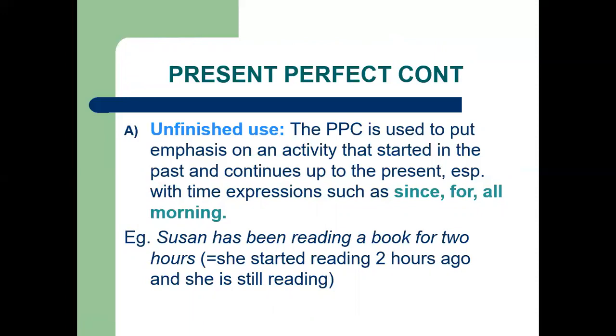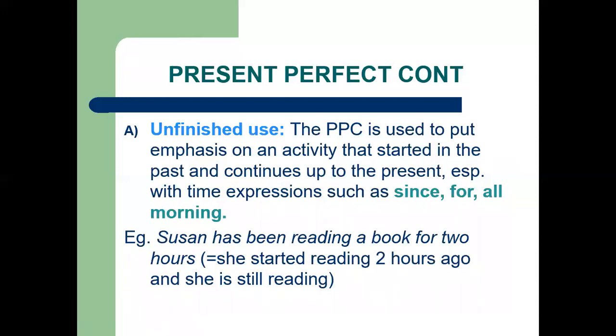Okay, present perfect continuous. What's the form of the present perfect continuous? As you may remember, it's the subject, then the auxiliary have or has, then been, and then ing. The present perfect continuous shares the main use, the unfinished use, with the present perfect simple. So we use it to put emphasis on an activity that started in the past and continues up to now. But the difference with the present perfect simple is that the emphasis in this case is on the duration of the activity.